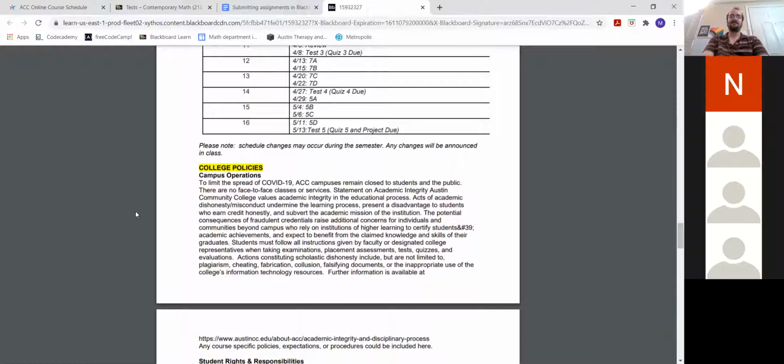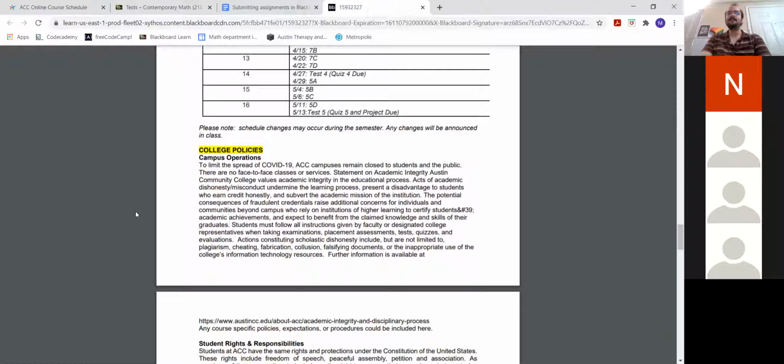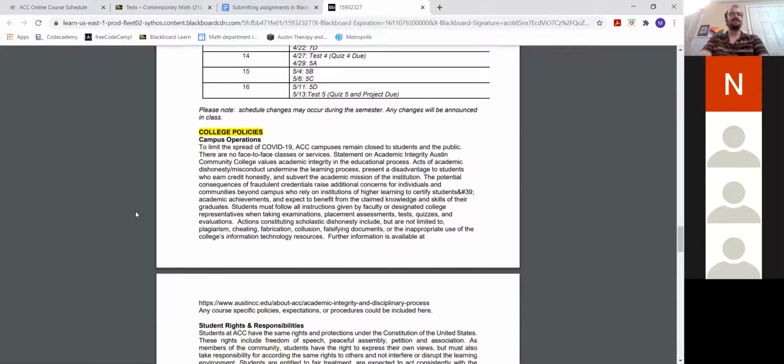Note that any schedule changes can occur during the semester. They certainly did occur a year ago, pretty quickly. Any changes will be announced in class.